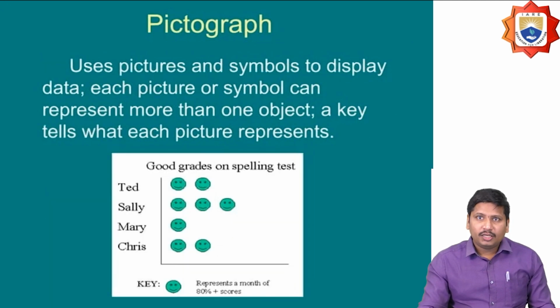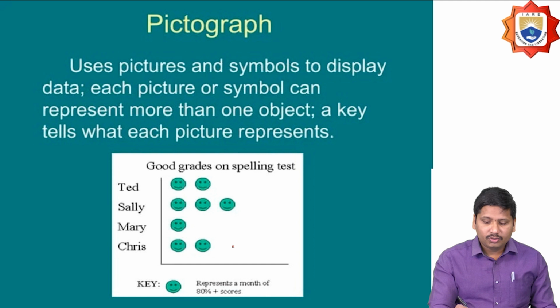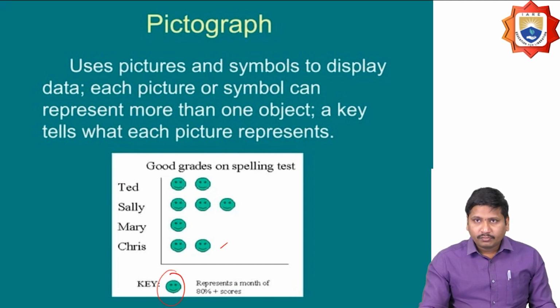A pictogram is another type of graph we're going to see. We represent pictures and symbols to display the data, so that the observer can easily observe it, and it can also represent more than one object. Each picture represents a certain quantity. So instead of representing the data as numbers, we can represent it with pictures, so that the observer can easily understand by seeing the picture.